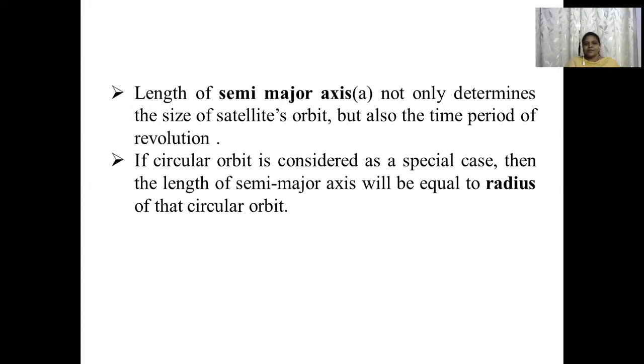The length of semi-major axis not only determines the size of the satellite's orbit but also the time period of revolution. If circular orbit is considered as a special case, then the length of the semi-major axis will be equal to the radius of circular orbit. This point has to be noted.